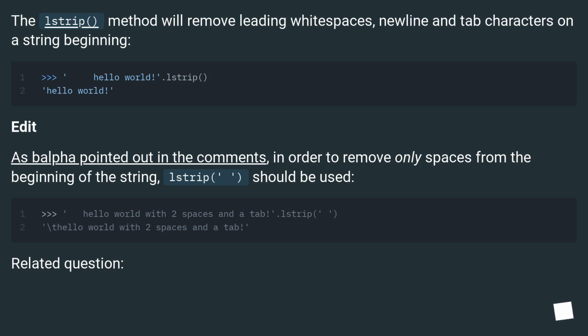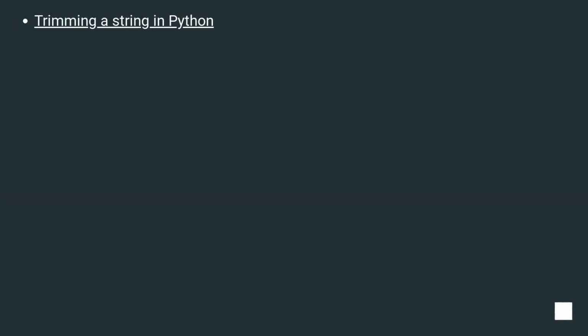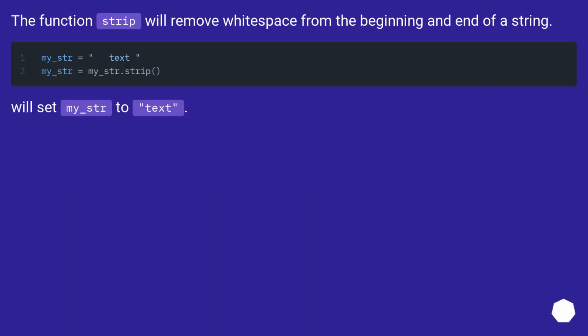Related question: trimming a string in Python. The function strip will remove whitespace from the beginning and end of a string. Will set my _str to text.